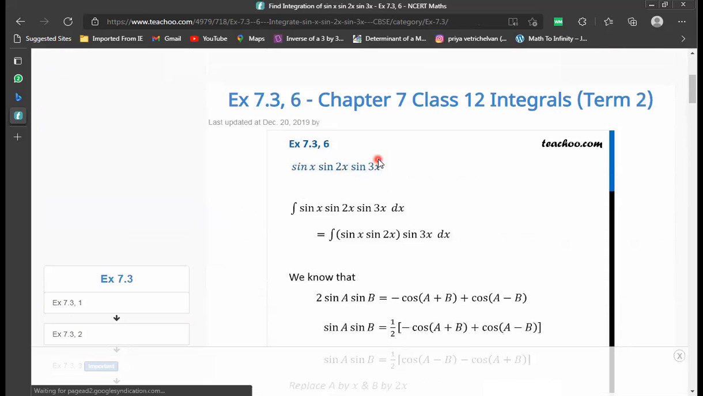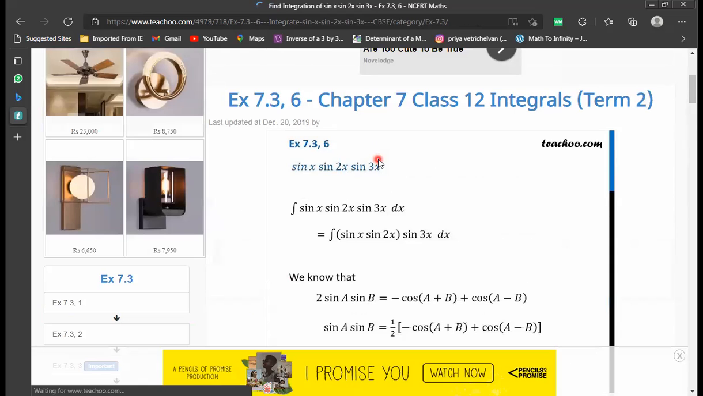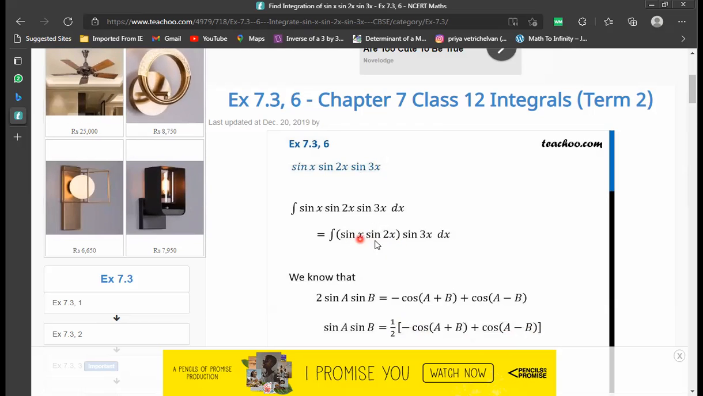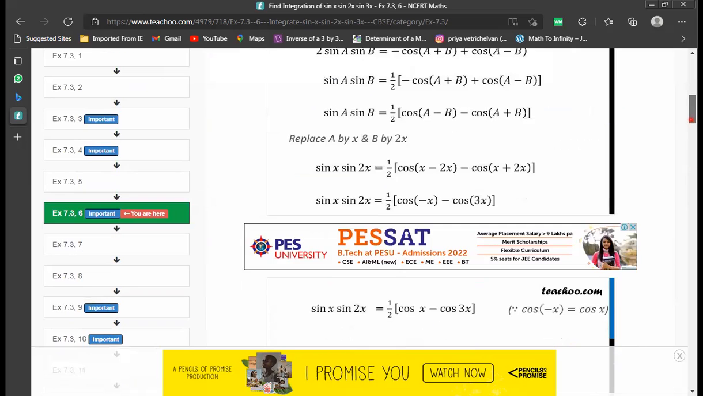This one is also similar to question number 3, where we do have 3 cos terms. In this, you will be using the product of the terms to sum of the terms. So sin A sin B can be written as 1 by 2 [cos of A minus B minus cos of A plus B]. You take the first 2 terms, assign them as A and B. A is x and B is 2x. So just change them.